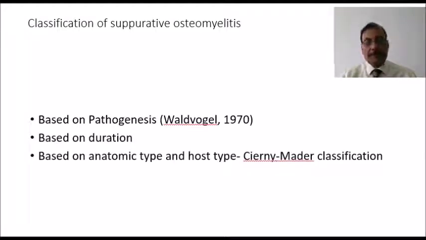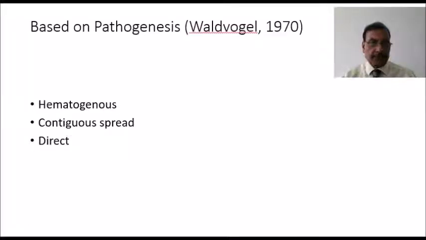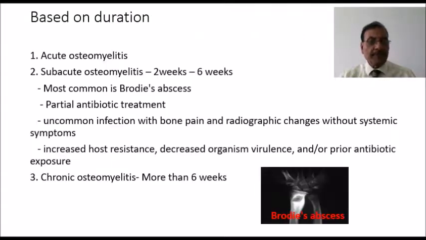Now let us examine the classification of suppurative osteomyelitis. There could be a classification based on pathogenesis or spread, a classification based on duration, and a classification based on anatomic type and host type, which is mainly for chronic osteomyelitis. Let us see the one based on pathogenesis. It is hematogenous, contiguous spread, or direct spread. So based on spread or pathogenesis, there are three types.